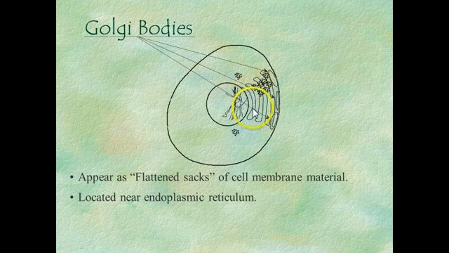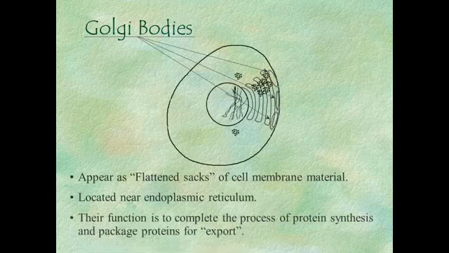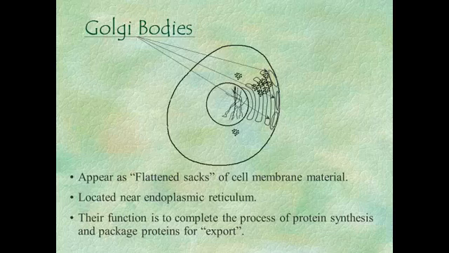So again, kind of the image to think of in your mind is a conveyor belt leading from the nucleus out to the cell membrane, and just before that conveyor belt gets to the cell membrane, you have these Golgi bodies that do the final steps of putting those proteins together. Okay, so as I just said, the function of the Golgi bodies is to complete this protein synthesis, complete the process of making proteins and package them for export out of the cell.